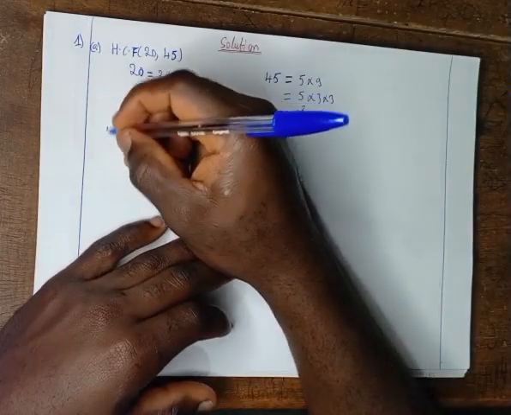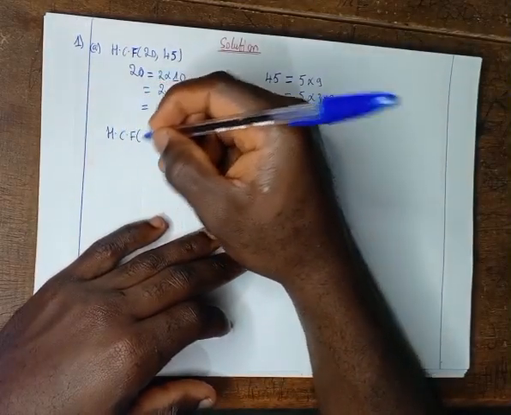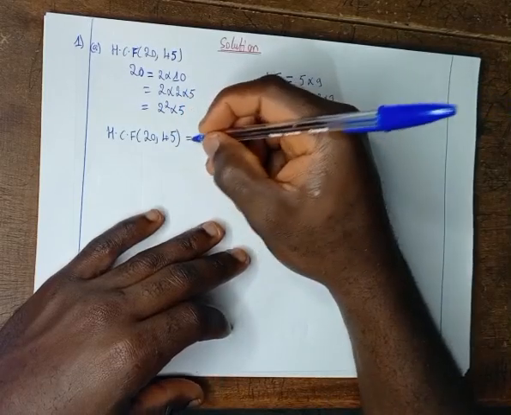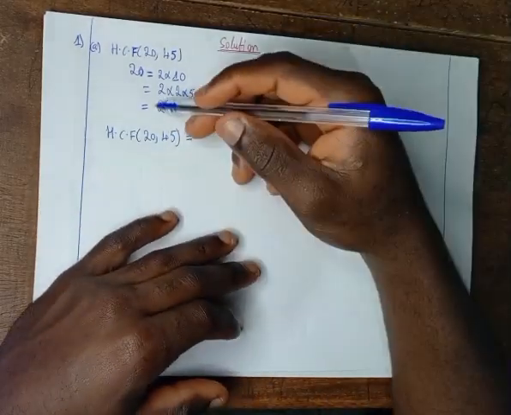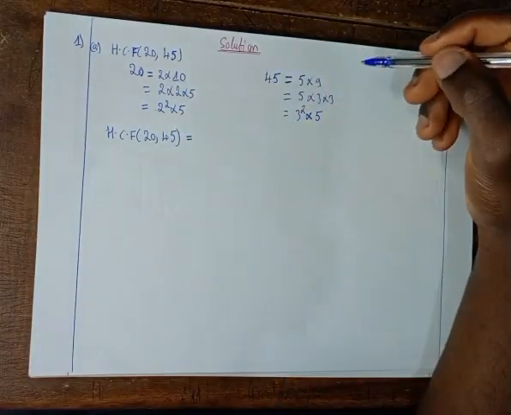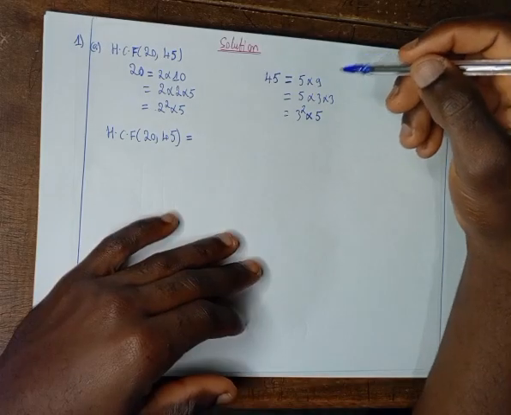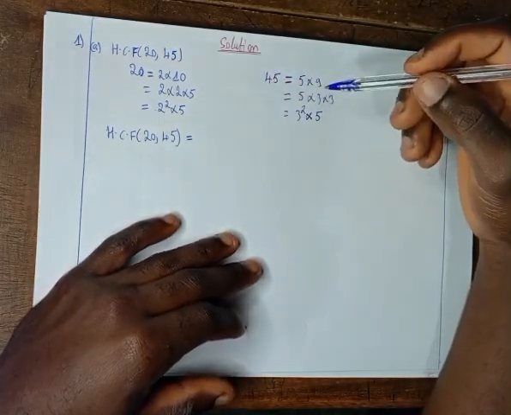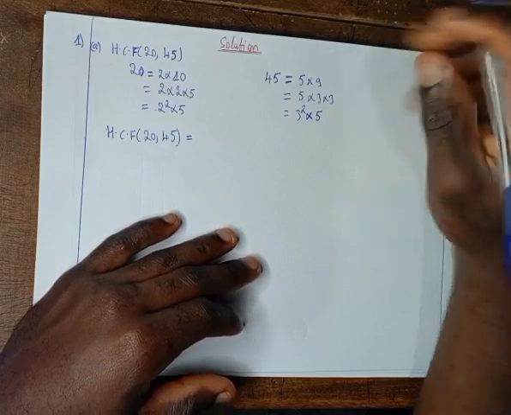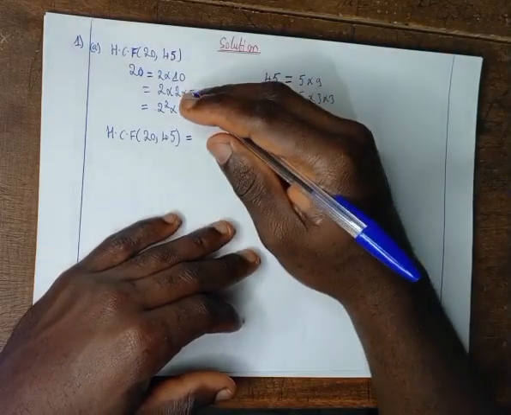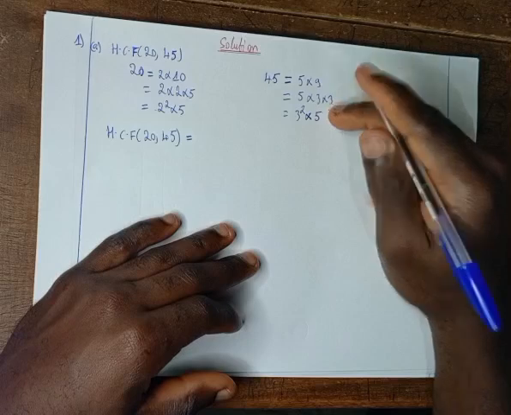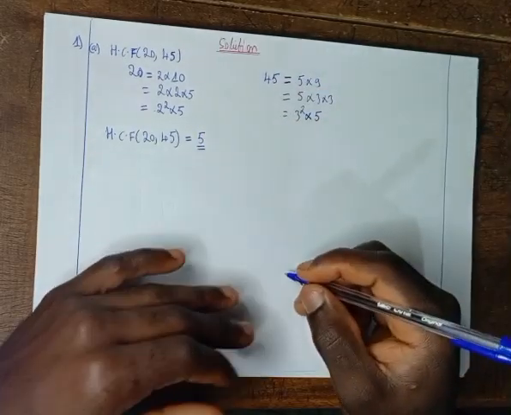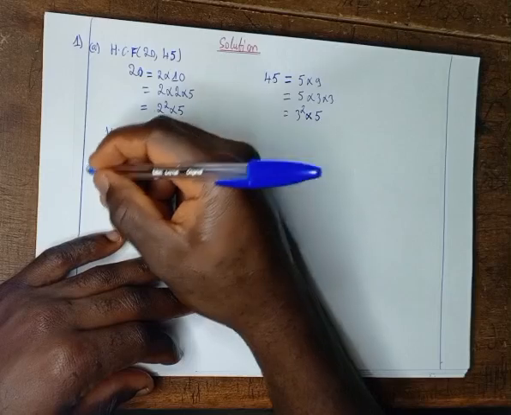Now for us to get the highest common factor of the numbers 20 and 45, we are simply going to look at their prime factorizations here and here. We identify the prime factors which are common. 5 is common. Then we write down that prime factor with the smallest power. 5 here is to the power 1, 5 here is to the power 1. So the H.C.F will simply be 5. We are done. We go to question B.